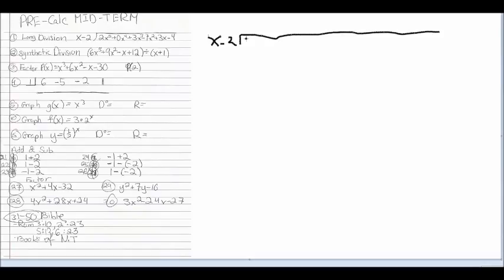So we have x minus 2 into the following large problem: 2x to the 5th plus 0x to the 4th plus 3x cubed, nothing is missing, minus 7x squared plus 3x minus 4. Alright, nothing is missing. We have all the exponents.